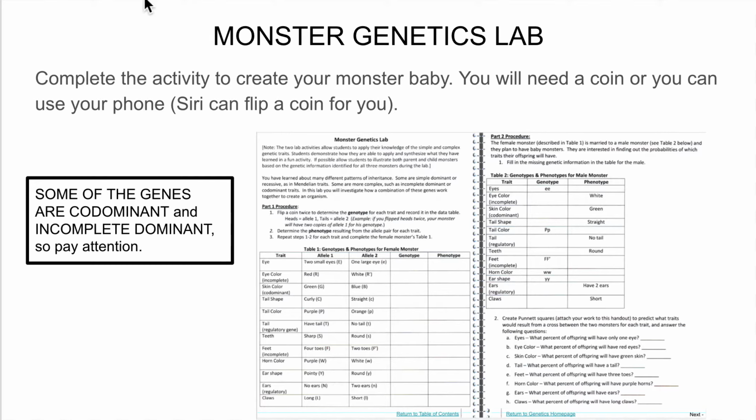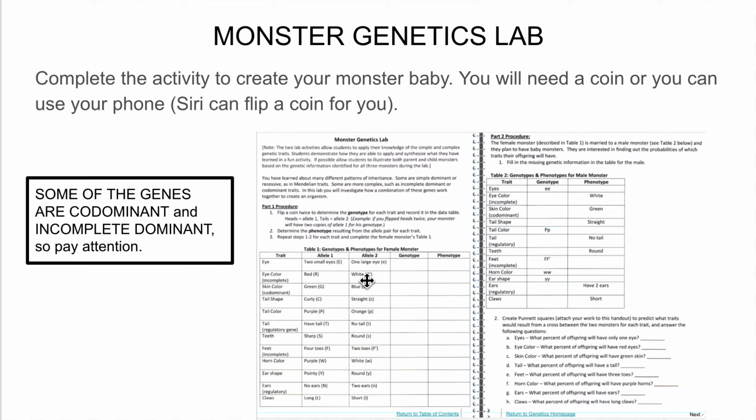And you're going to need a coin to do this, or you could just use your phone, like Siri will flip a coin for you. All you have to do is ask Siri to flip a coin, and it'll tell you heads or tails. Now, make sure you pay attention to these because there are some incomplete dominants in here.